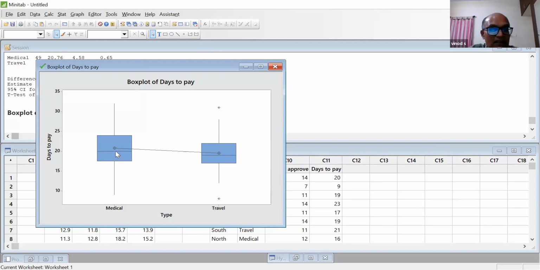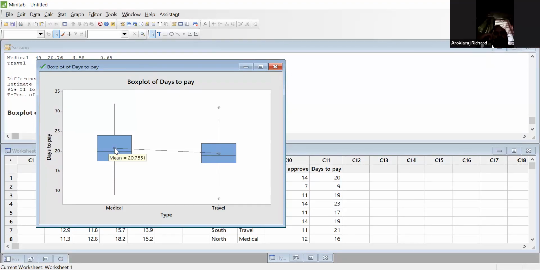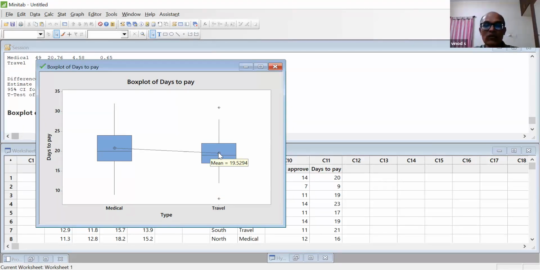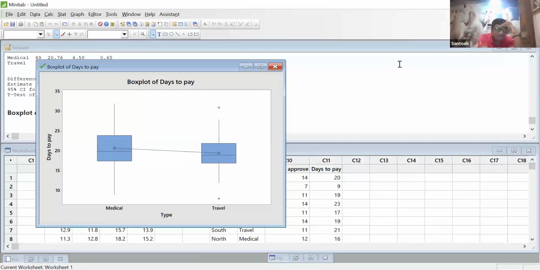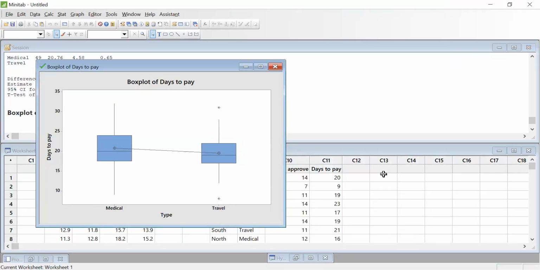How much time does it take? Let us go and keep it here. It is showing 20.75, right? Whereas travel takes 19.5, right? Now, by looking into the graph, can we say whether it is significantly different or not? Yes, sir, it is significantly different. How many of you feel that it is significantly different? No, very fractionally different. Not very. Just 1 point.